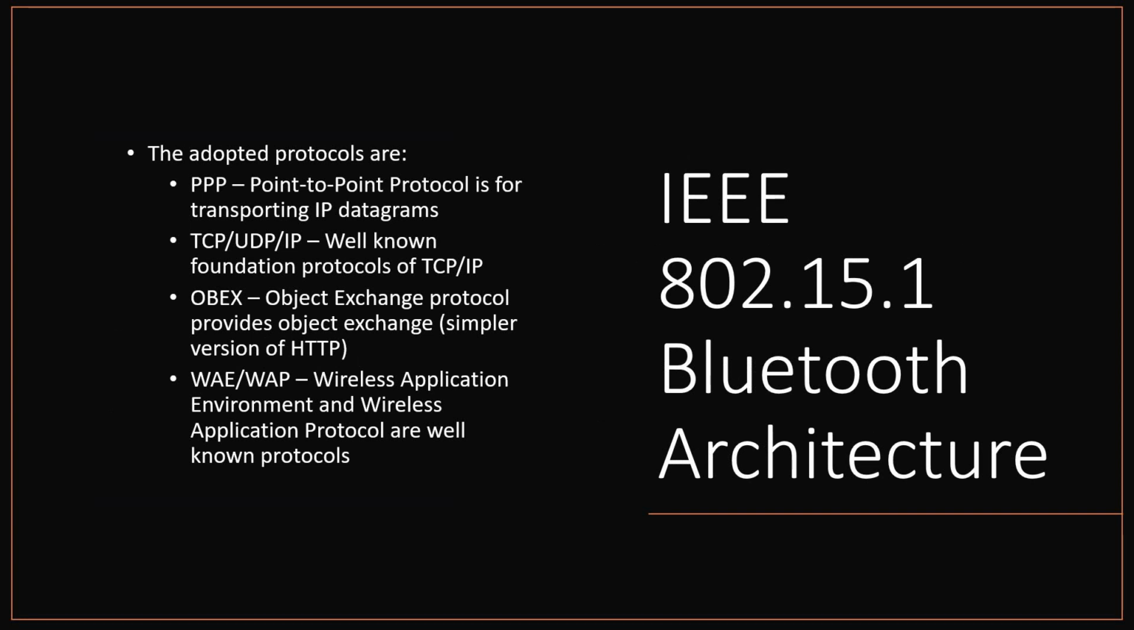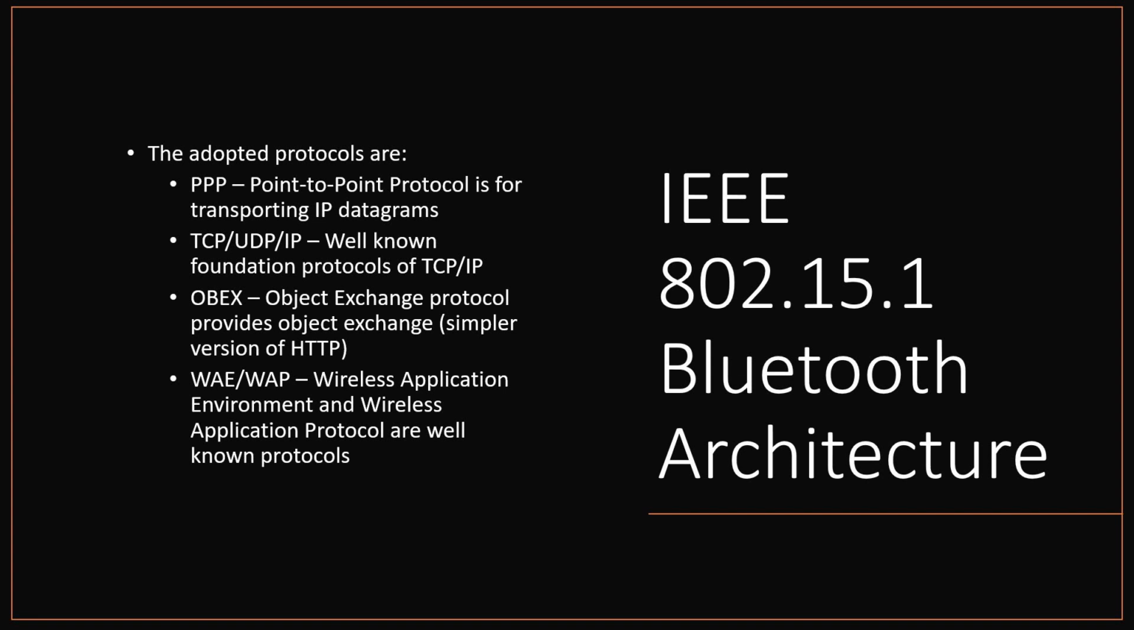The first one is point-to-point protocol, which is for transporting IP datagrams. You should have already learned this. This is PPP. So point-to-point link means end-to-destination communication, and the datagram which is used to send data from one source to destination, that's basically point-to-point protocol. Okay, the protocol which determines this. The next is TCP, UDP, and IP. These are all well-known foundation protocols for the TCP/IP protocol suite, and you have already learned it, so I'm not going to go into it in details.